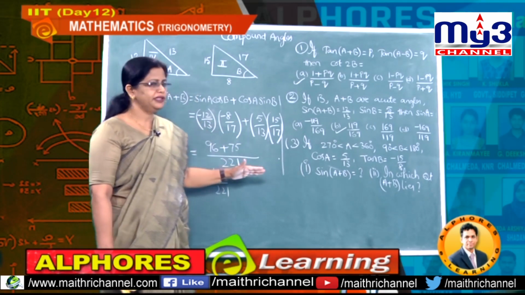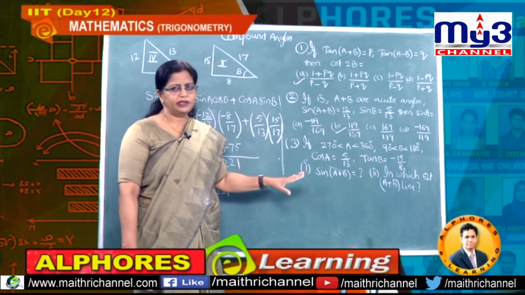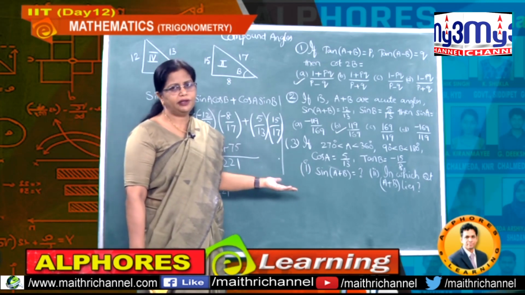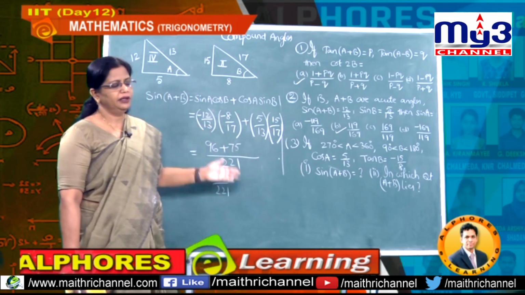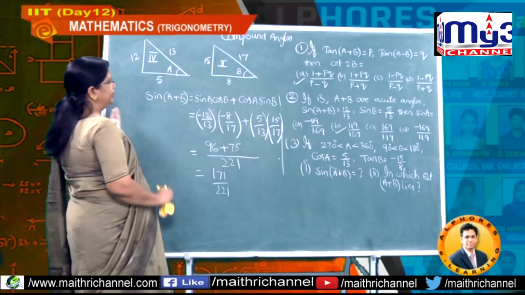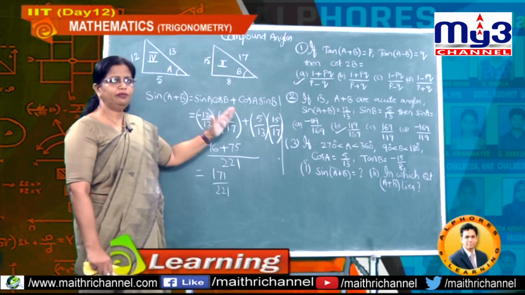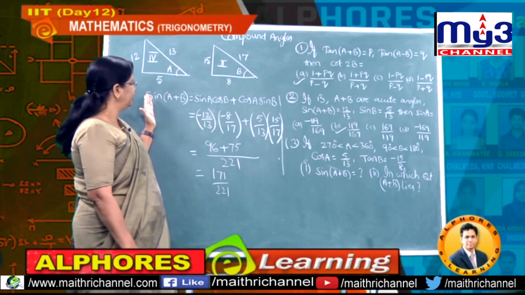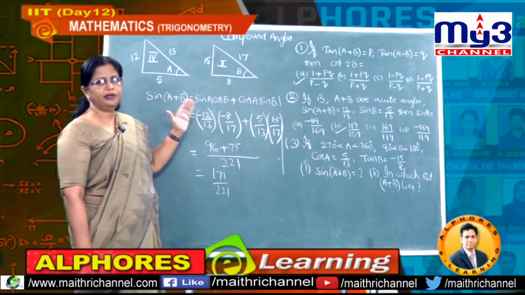Now you have to decide exactly where it is. You can't say maybe in the first quadrant or maybe in the second quadrant, but you have to decide exactly which quadrant it belongs to. To that purpose, I am taking one more value also. This we already found, and now I am just finding cos of A plus B.